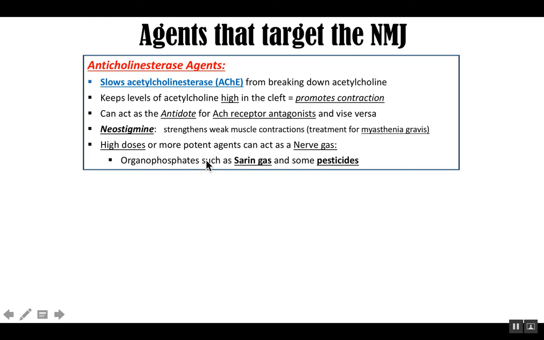For example, sarin gas is a weapon of mass destruction. Well, we have antidotes for sarin gas. It's the agents on the previous slide, like atropine. We don't use atropine, but atropine-like drugs can be used as an antidote for sarin gas.